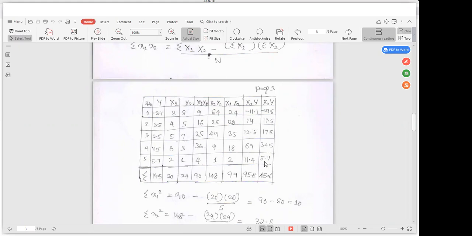Now let us find the summation of all. The summation is written here, for example summation of y, meaning I am taking the sum of all these 5 values. Any doubt here?